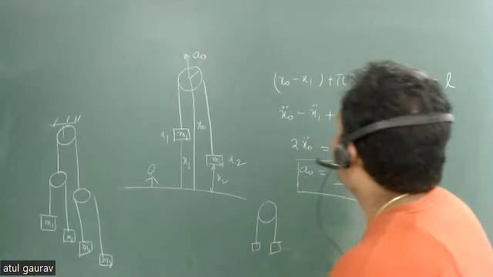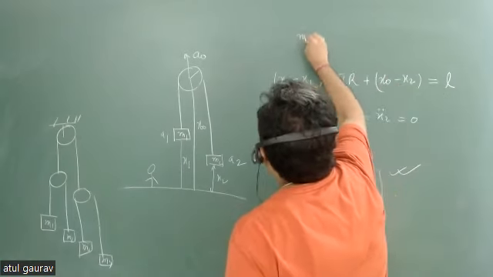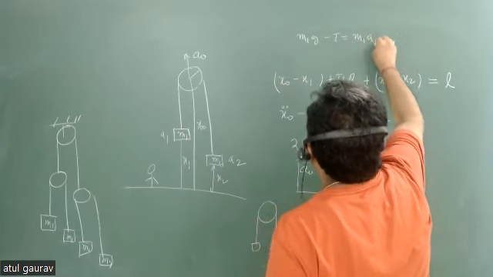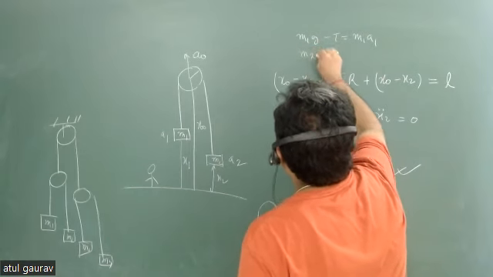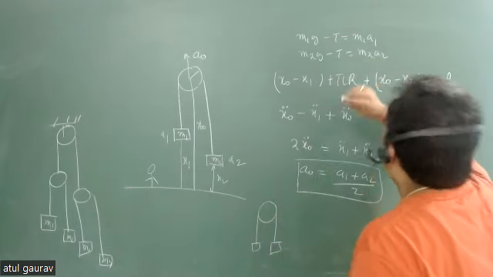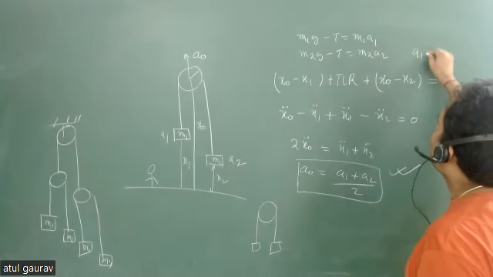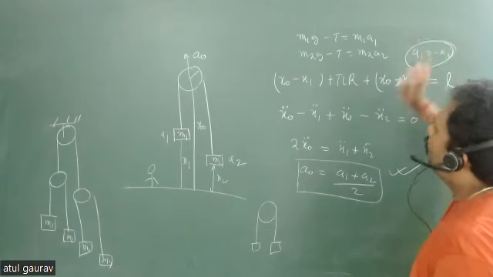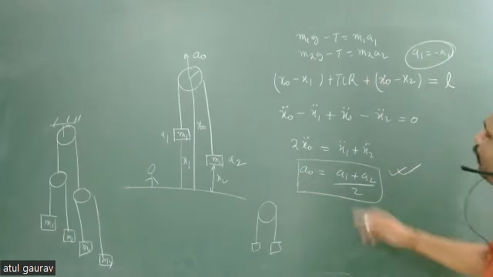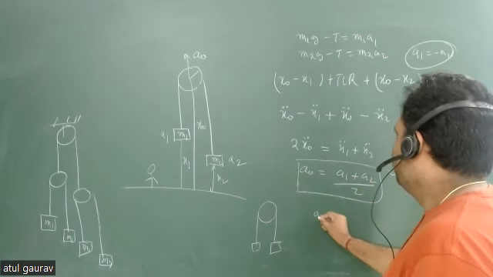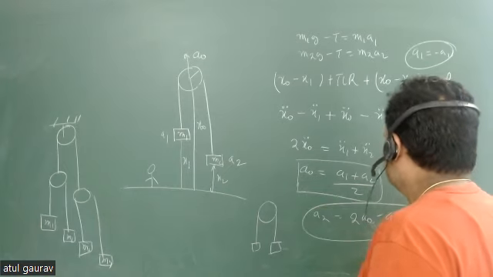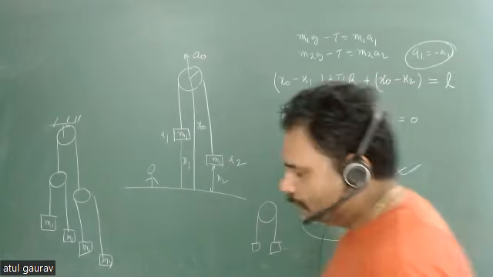जैसे लास्ट वाले में आपने लिखा था ना, m1g minus T is equal to m1a1, m2g minus T is equal to m2a2, वहां पर आपने लिखा था ना a1 is equal to minus a2. Are you getting my point? Yes, sir. अब फिर से सेम इक्वेशन लिखोगे और यहां पर आप क्या रिप्लेस करोगे? a2 is equal to 2a0 minus a1. बात तो बराबर सेम ही है ना?